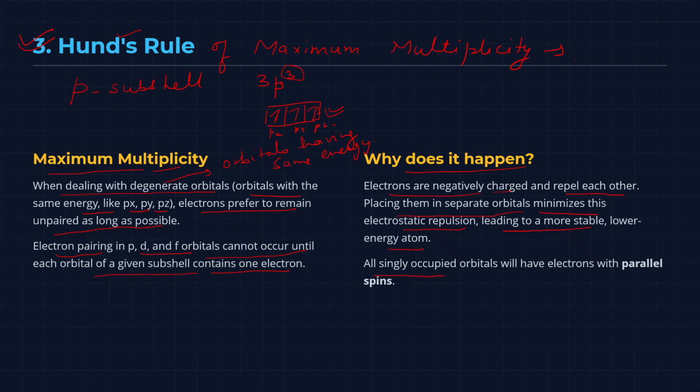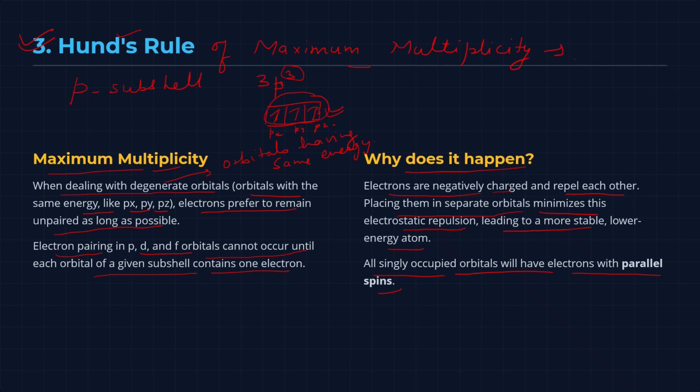So all singly occupied orbitals will have electrons with parallel spins, and when we fill them singly, we have to arrange these electrons with parallel spins. So this is Hund's rule of maximum multiplicity. And why do we call it maximum multiplicity? Because here, for example, we are writing this configuration.